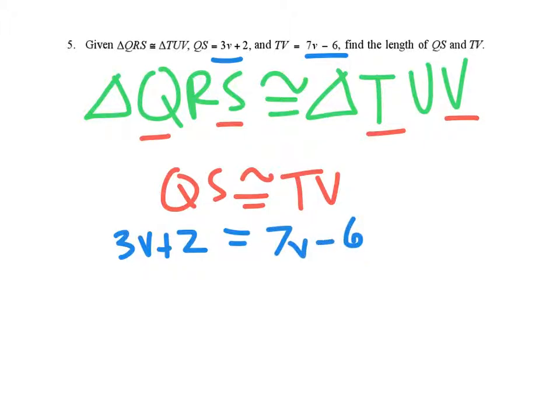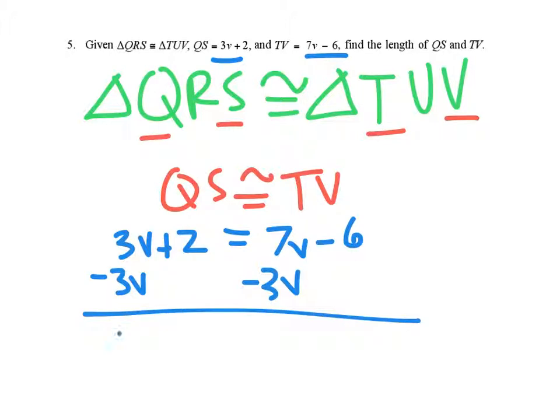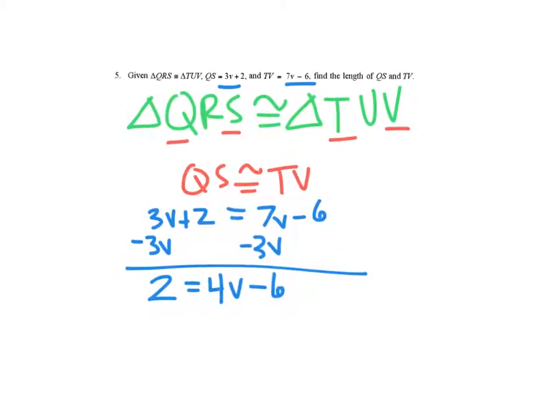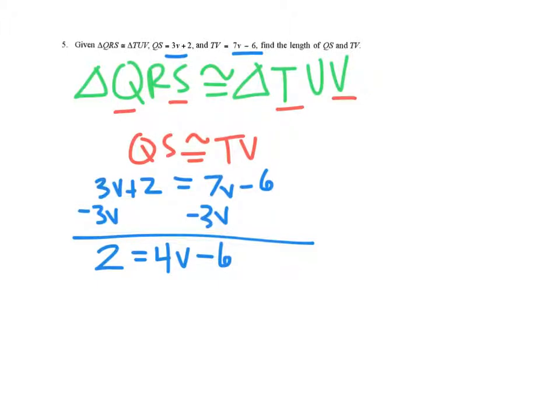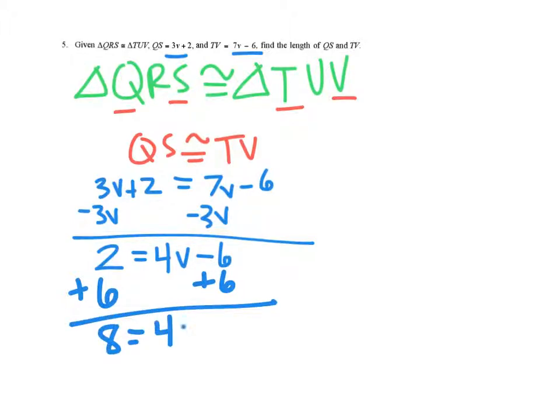From there, we're just solving for V. So I'm going to move my 3V first, minus 3V, minus 3V. When I do that, I get 2 equals 4V minus 6. I'm going to zoom out just a little bit so I have some more space. All right. We want to move our 6, so I'm going to add 6 to both sides. When I do that, I get 8 equals 4V. We'll divide both sides by 4, and we get V equals 2.